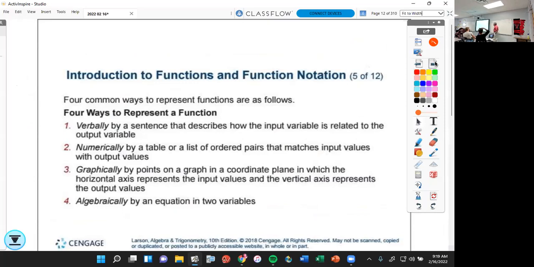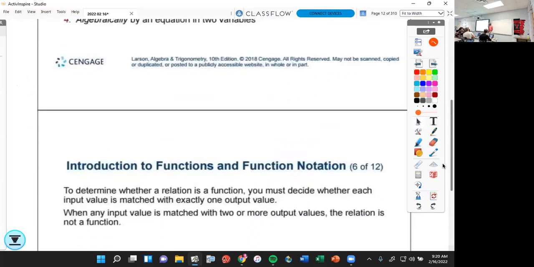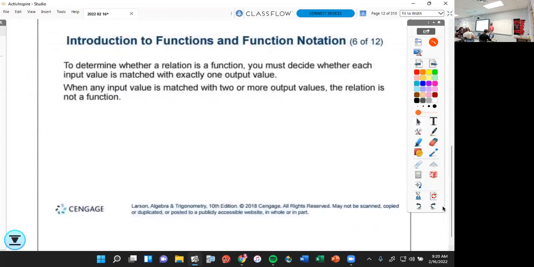There are 4 ways to represent a function. We can talk about it verbally using a sentence. We can talk about it numerically using a list of ordered pairs. We can graph them, or we can do it algebraically with an equation. To determine whether a relation is a function, you must decide whether the input value is matched with exactly one output value. If it's matched with 2 or more, the relation is no longer a function.